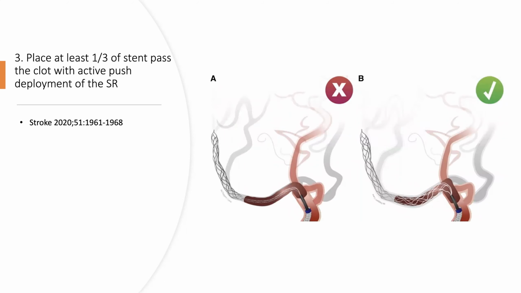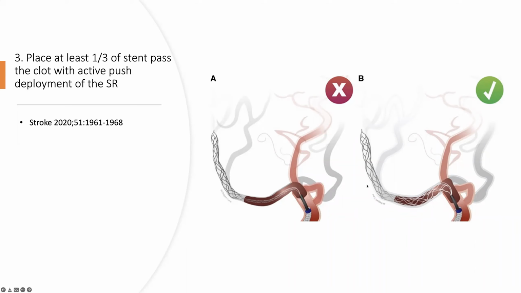Another thing which I think is very, very important, you want to place at least 1/3 of the stent past the clot, and you want to push it out with active push deployment with the stent retriever. So you don't want to unsheath the stent retriever. If you just unsheath it, like in A here, it's not going to get incorporated into the thrombus here. So it's going to look like this on your spot fluoroscopic image. It's not going to fully incorporate into the thrombus.